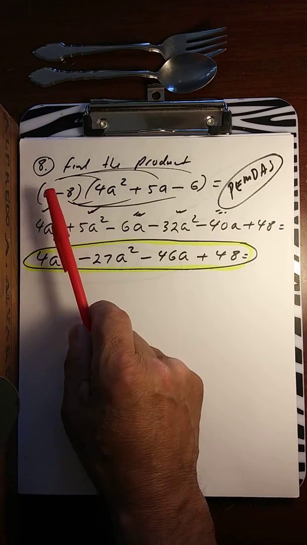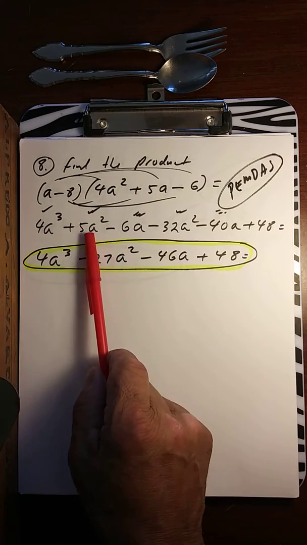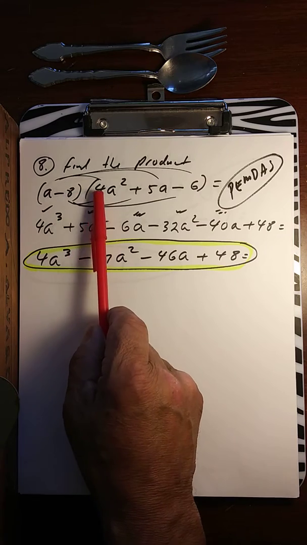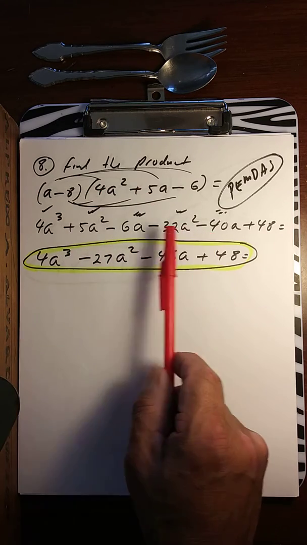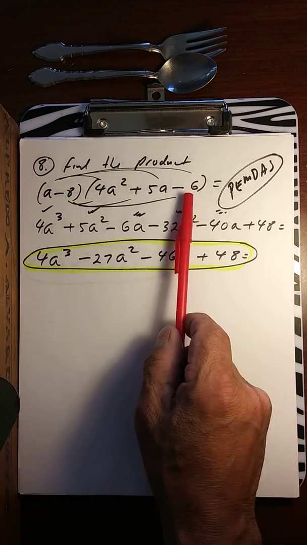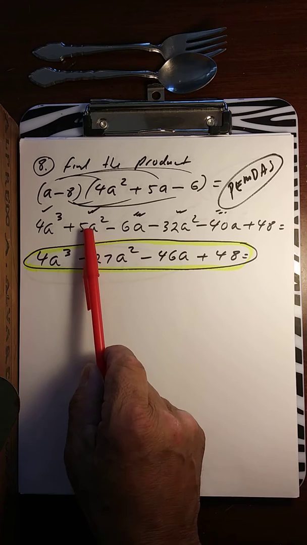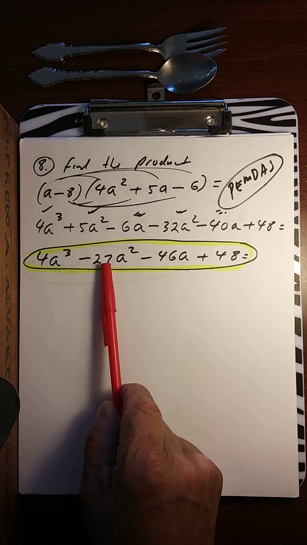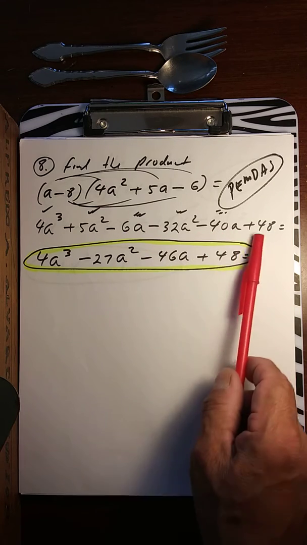Find the product. So you're going to go a times that one is 4a cubed. A times that one is 5a squared. A times that one is -6a. -8 times that is going to be -32a squared. -8 times that one is going to be -40a. And -8 times this one is going to be +48. 4a cubed, copy it. 5a squared, -32a squared. It's going to be -27a squared. -6a, -40 is going to be -46a, and then bring the 48 down.